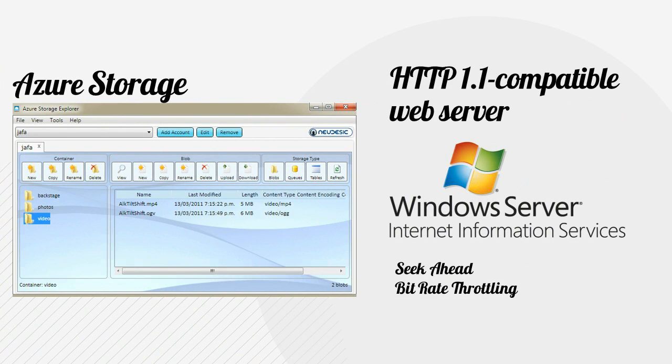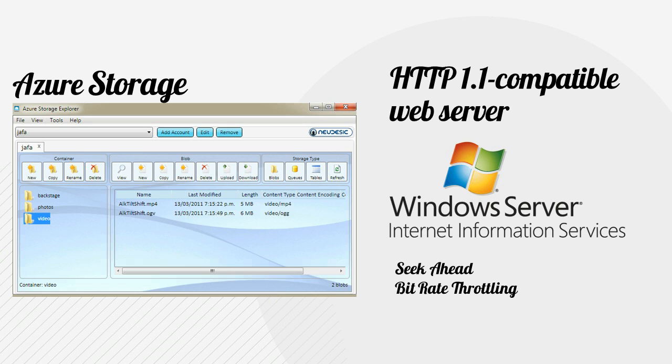Another approach is to use cloud storage like Azure storage. If you're using storage in this way, it's important to note that you may need to log in and change the MIME type or the content type of the video to the specific content type associated to the file format. So if this is MP4, you'll need to choose video/mp4. If it's OGG, it's OGV, video/ogg, or video/webm for WebM video.